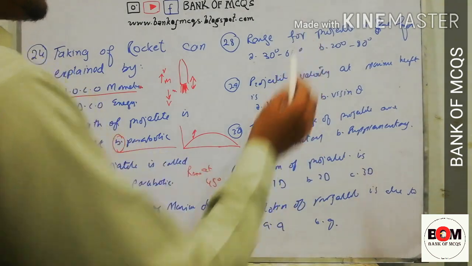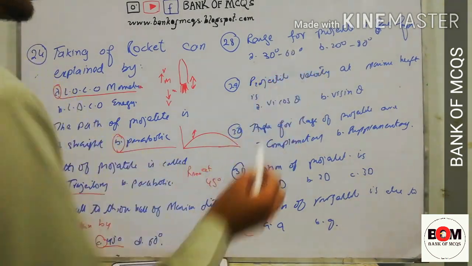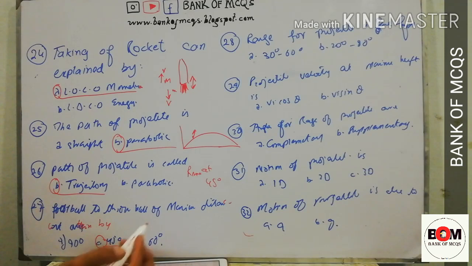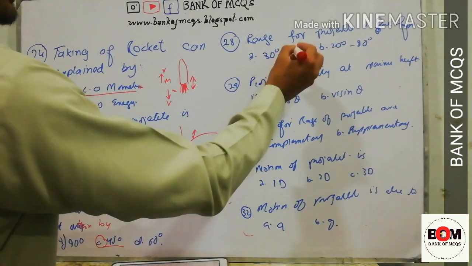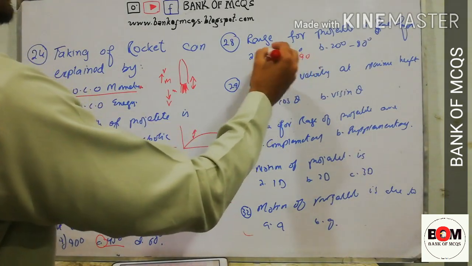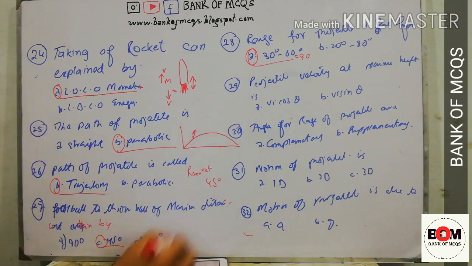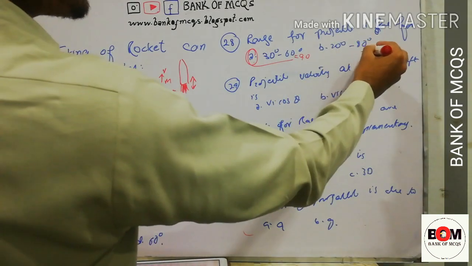The range of a projectile is the same for 30 and 60 degrees, or 20 and 80 degrees? So we know that the angles for equal range of projectiles are complementary and their sum is always equal to 90. So for 30 and 60, the sum is equal to 90, so the range will be the same for 30 and 60, not for 80 and 20, because their sum is 100.